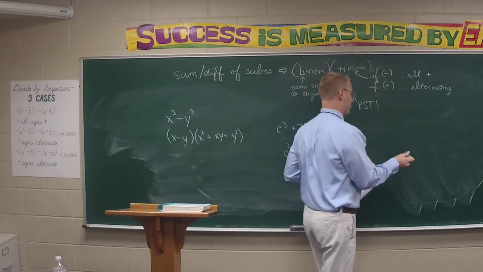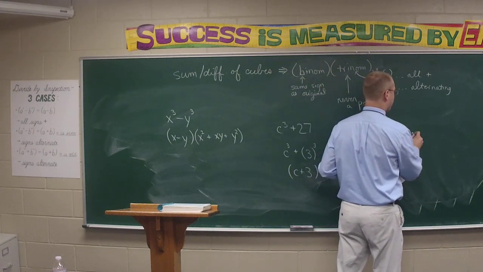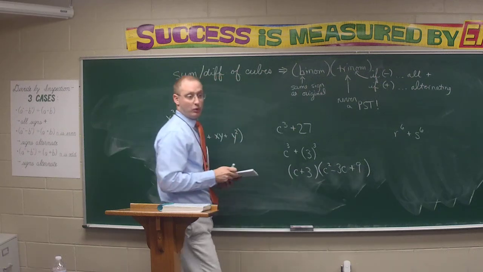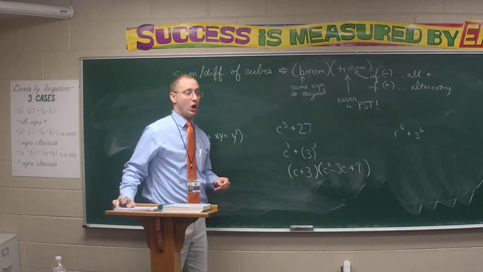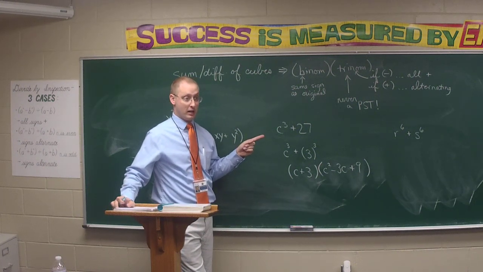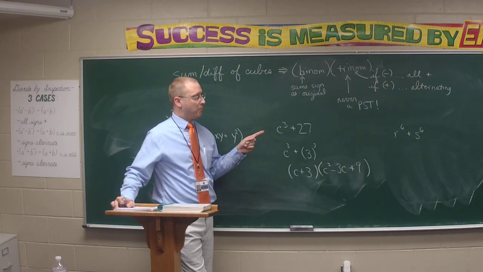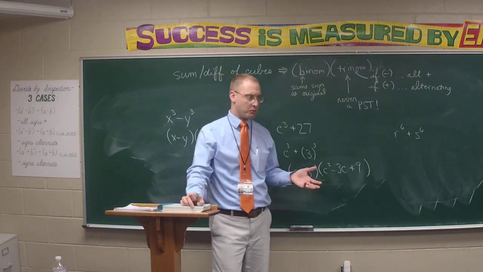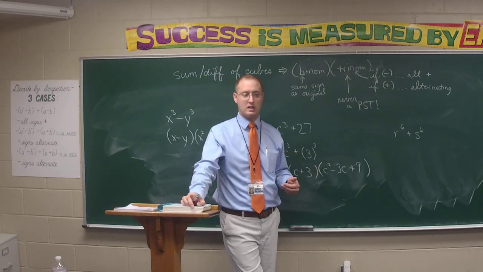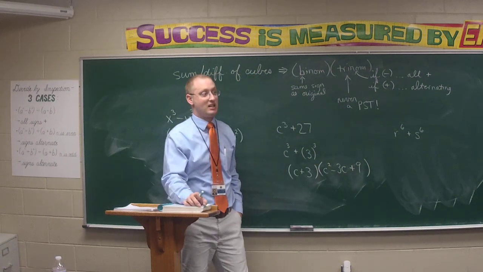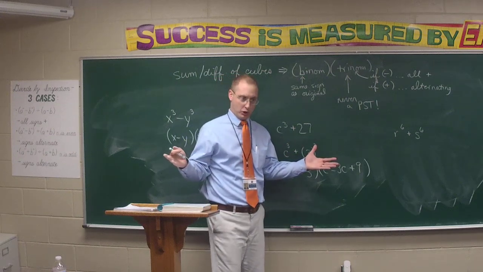How about this? Write this one down. R to the 6th plus S to the 6th. Now remember what I told you. All even powers are squares. This is a sum of squares. But it's also a sum of cubes. Because all multiples of 3 are cubes, right? Say them with me. 3, 6, 9, 12, 15, 18, 21. Well, you get all of those powers are cubes.